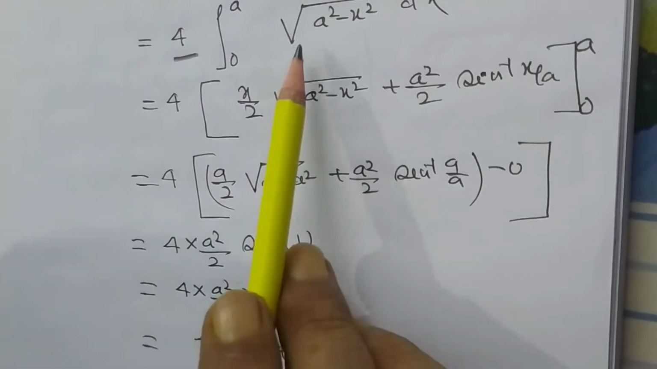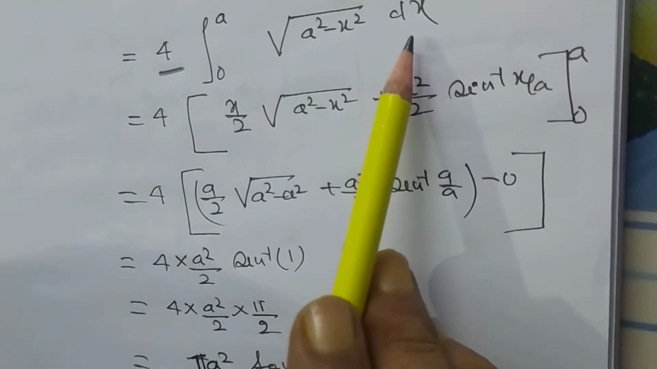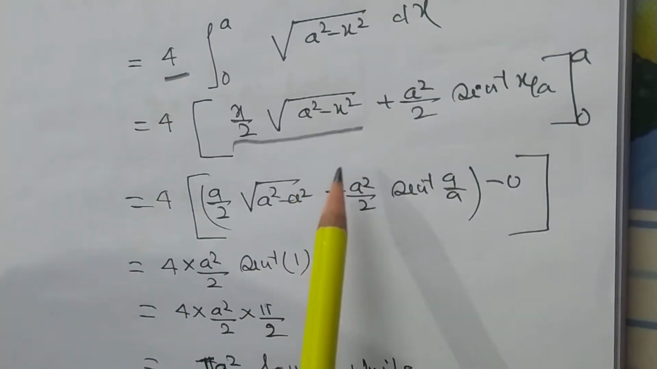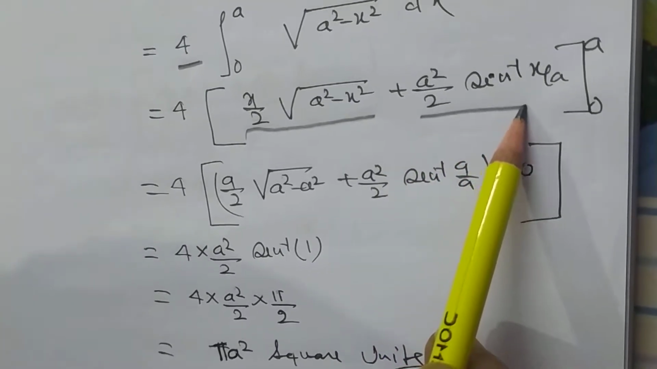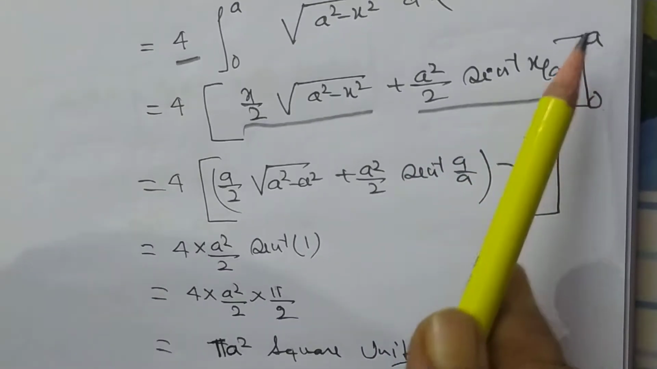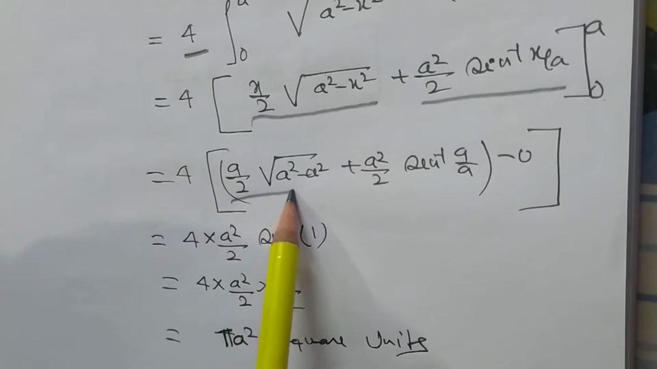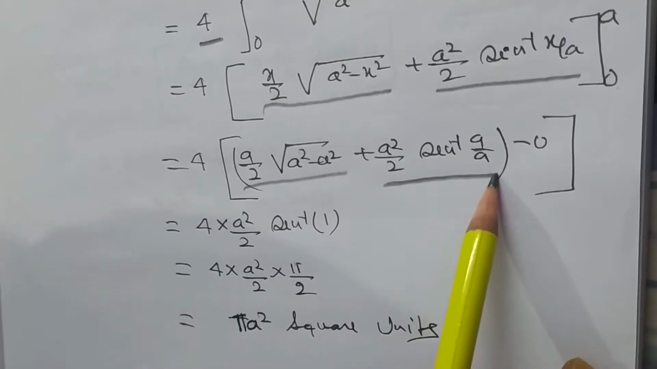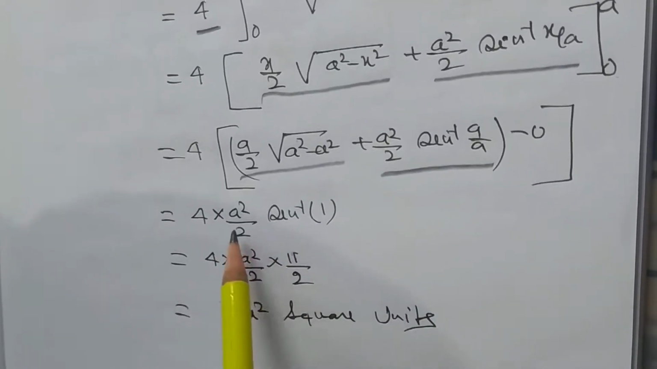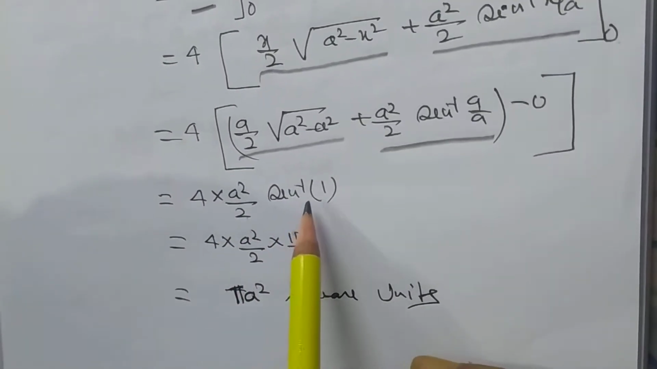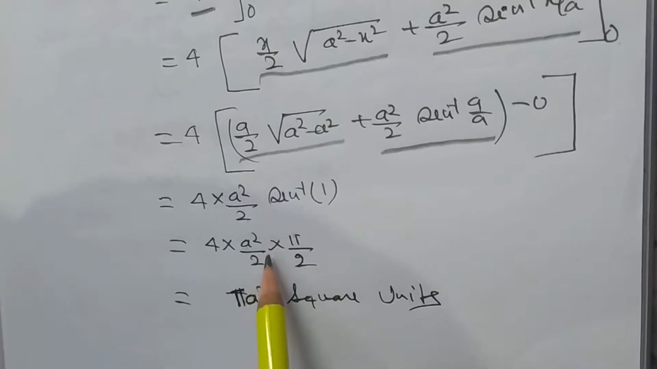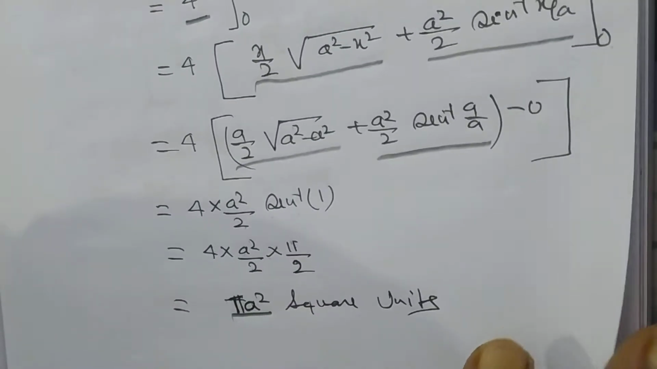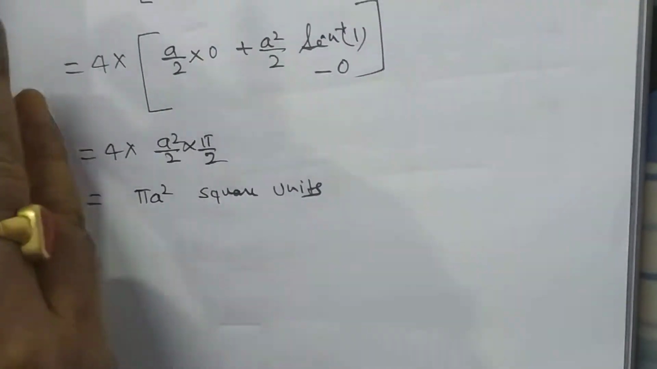So now the integration of root over a square minus x square dx is x by 2 root over a square minus x square plus a square by 2 sin inverse x by a from 0 to a, and it will be a by 2 root over a square minus a square, plus a square by 2 sin inverse a by a, minus 0. So 4 into a square by 2 sin inverse 1, 4 into a square by 2 into pi by 2, that is pi a square units.